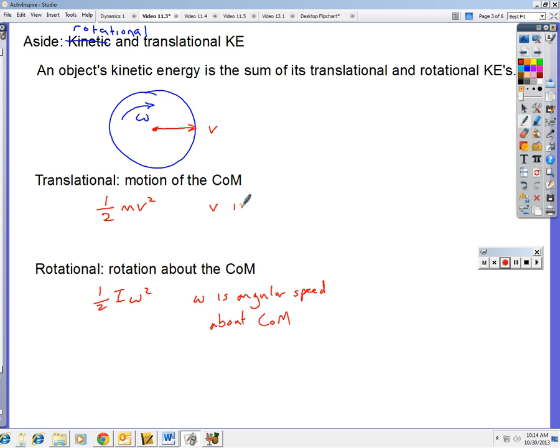And then v is the speed of the center of mass. That's very, very important, that v is the speed of the center of mass. It's not the speed of any other point on this object.